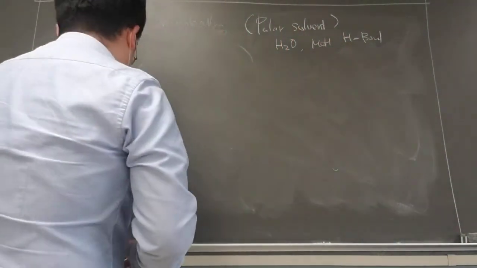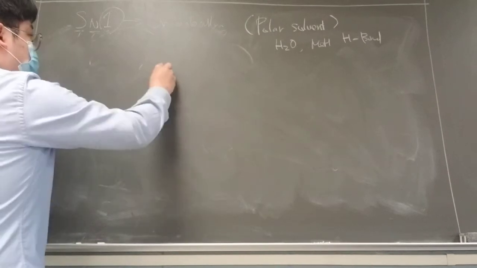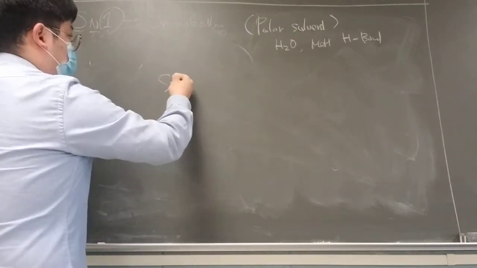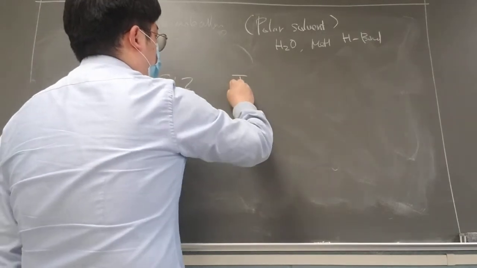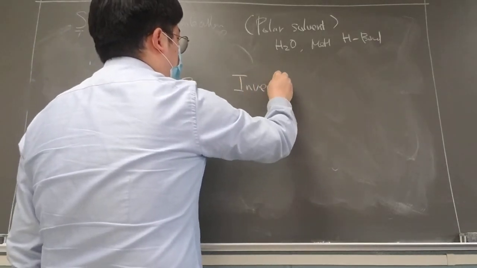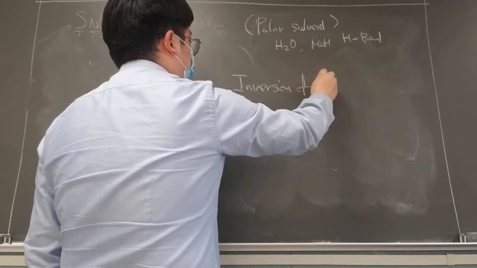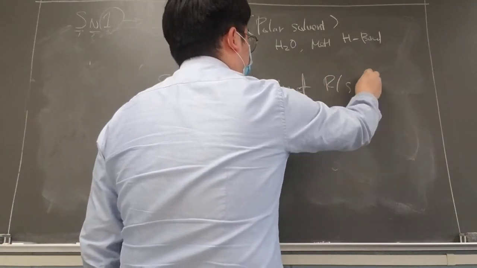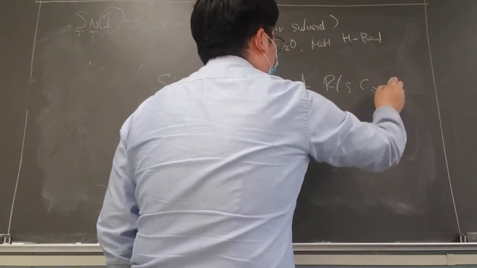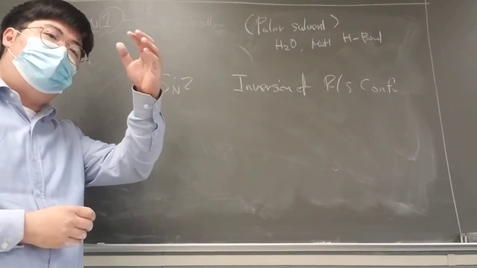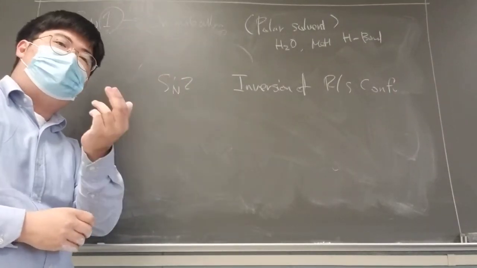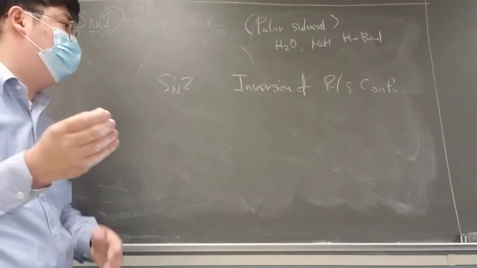Here's the thing. SN2 shows inversion of your R/S configuration. Because like I said last Friday, the nucleophile is always coming from the back side, the opposite side of where you find the halogen.